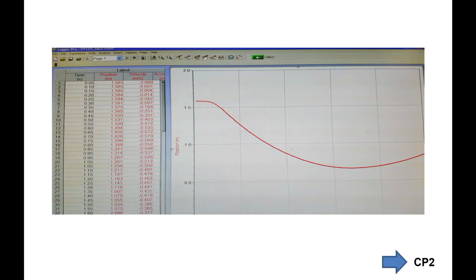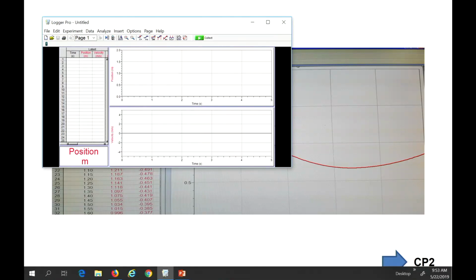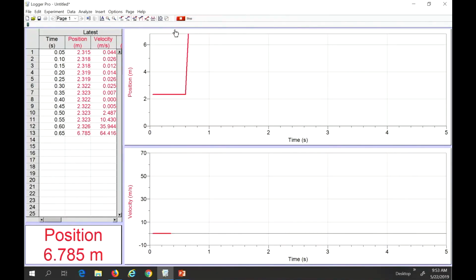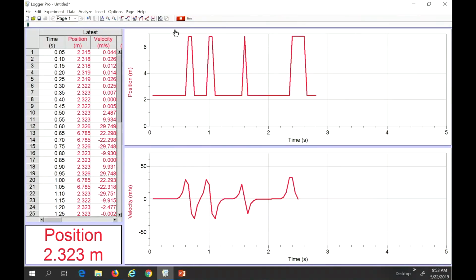There is a special program called LoggerPro. If you're close enough, you can hear the clicking sound. These are ultrasonic pulses that travel away, and then when they reach an object, they get reflected and travel back like an echo. And the computer can measure the location of this card every tiny fraction of a second. It can sketch a graph for us.